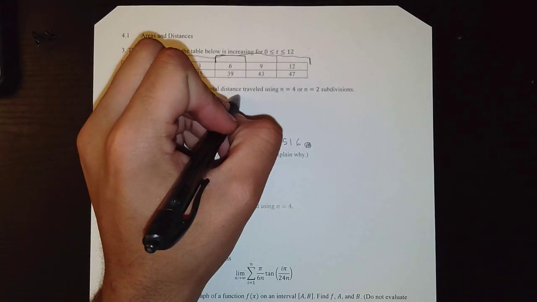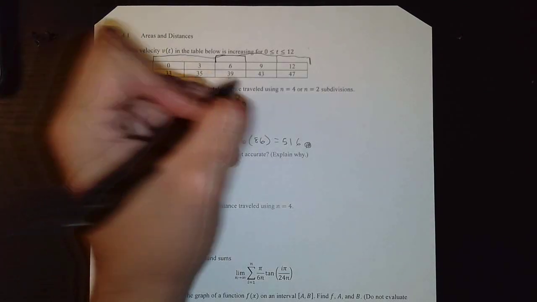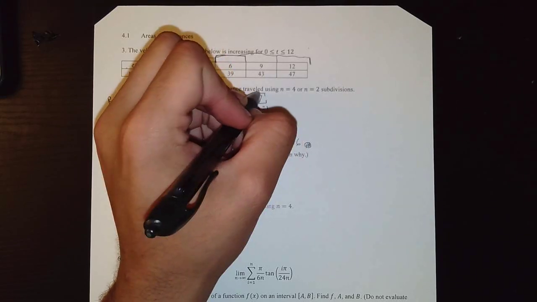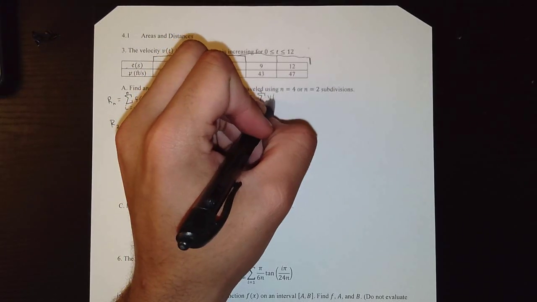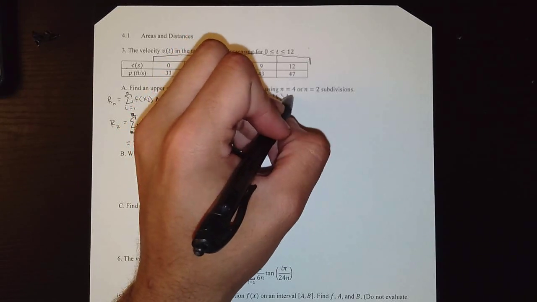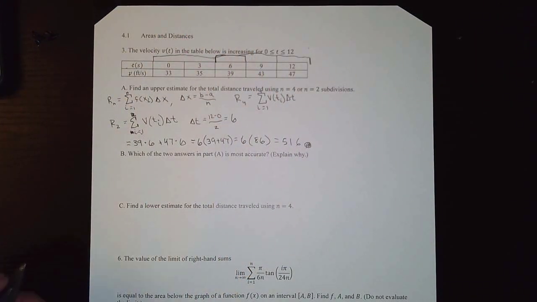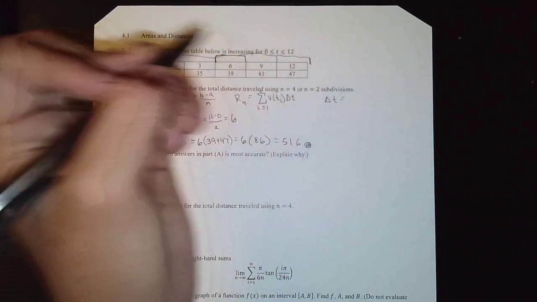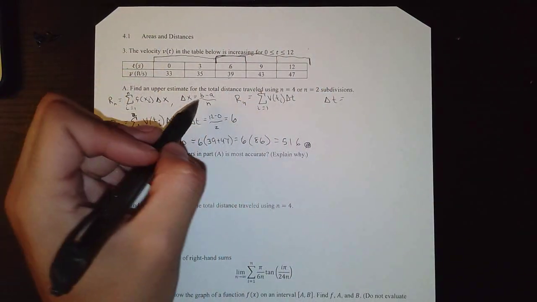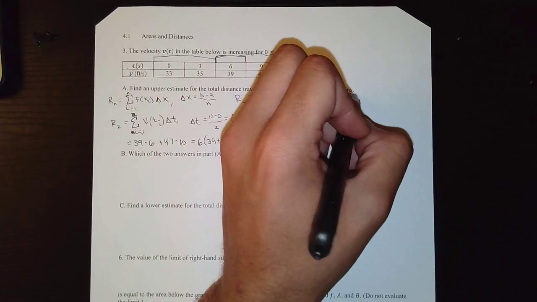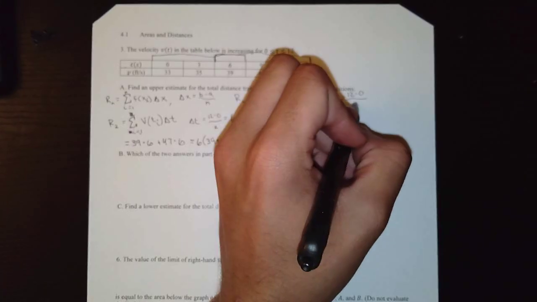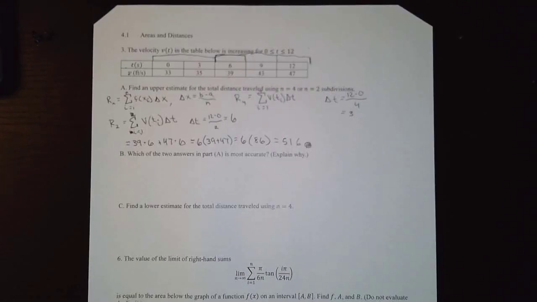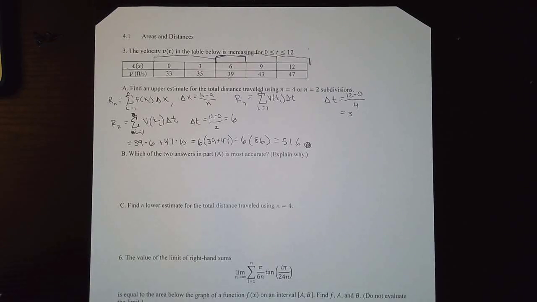Well, R sub 4 is similar. Take the sum i equals 1 to 4 of v of t sub i times the change in t. Now we need to figure out what delta t is. Since we're breaking it up into 4, b and a are still similar. We have 12 minus 0, but since we're breaking it up into 4 pieces, we have to divide by 4. So 12 divided by 4 gives us 3. And that's telling me that our delta t is 3.